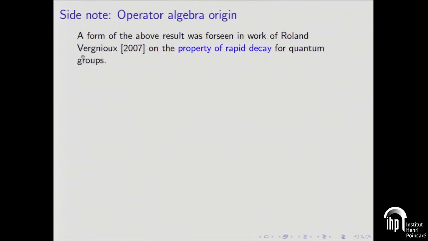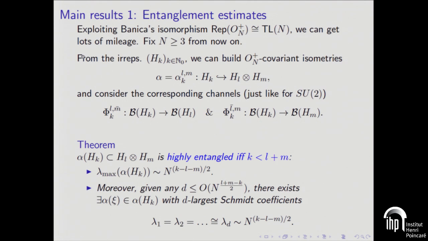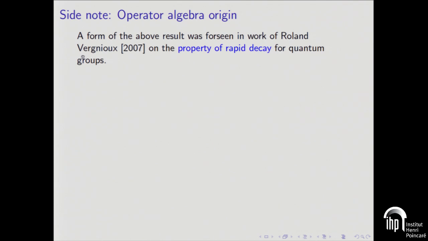So this is about operator algebras and quantum information theory. What's happening here is that we're working in a tensor category that's represented on finite dimensional Hilbert spaces, so really it's linear algebra. But I want to mention that this idea of seeing entanglement from these quantum groups actually originated from some completely unrelated work of Roland Vergnioux. A sort of implicit form of this result was foreseen in his work on an operator algebraic question related to quantum groups, namely extending the notion of property of rapid decay, which one knows about for group von Neumann algebras, to the context of quantum groups.